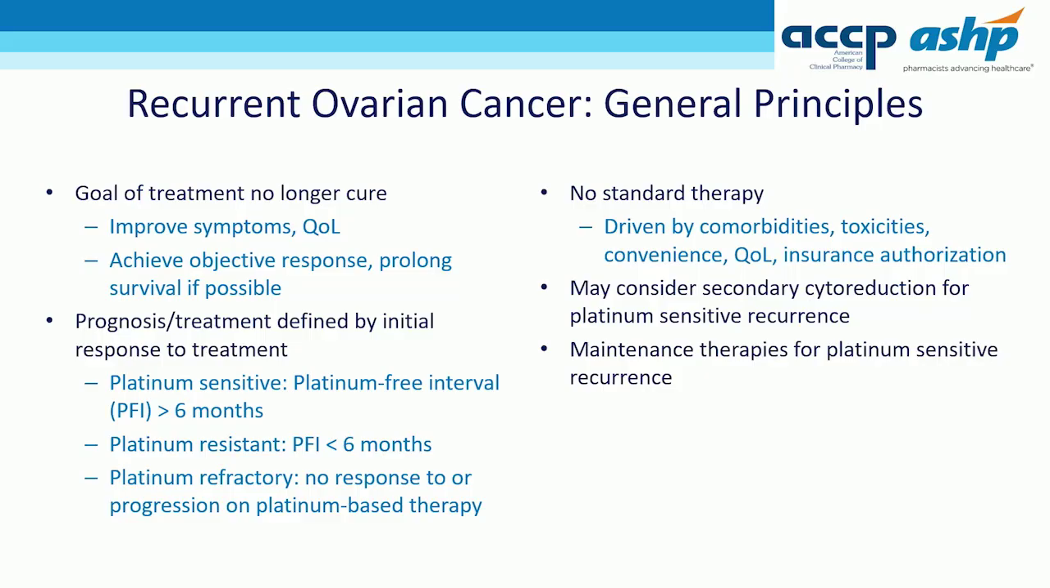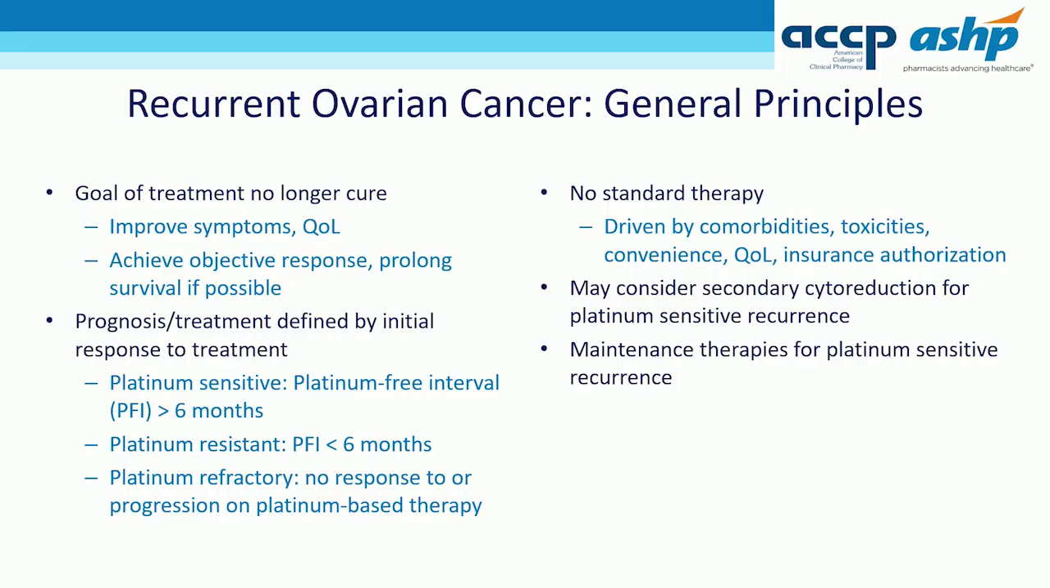Now, one of the most important factors is to see what their platinum-free interval is. So like I said, if it's greater than 6 months, they're considered platinum sensitive, and you're going to want to treat with a platinum agent if you're able to. Platinum resistant is when that platinum-free interval is less than 6 months, and that's when you're moving towards other options. Oftentimes, these are single-agent therapies. And then you also have platinum refractory, which is they have no response to or progression while they're on a platinum-based therapy. There's really no standard of care for this.